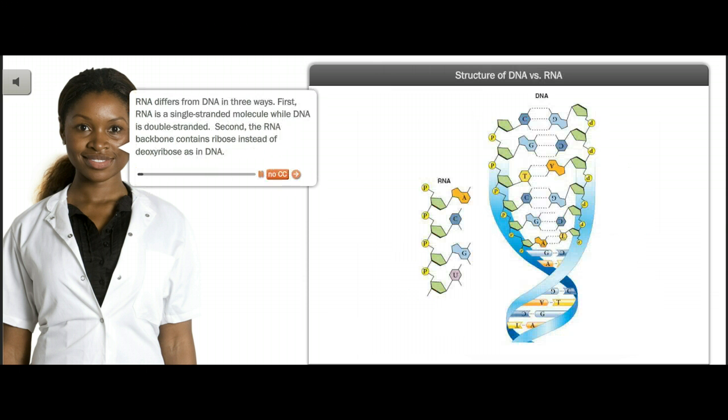RNA differs from DNA in 3 ways. First, RNA is a single-stranded molecule, while DNA is double-stranded. Second, the RNA backbone contains ribose instead of deoxyribose as in DNA. Third, RNA uses the nucleotide uracil instead of thymine. This means that an RNA nucleotide containing uracil will pair with a DNA nucleotide containing adenine, AU pairing.